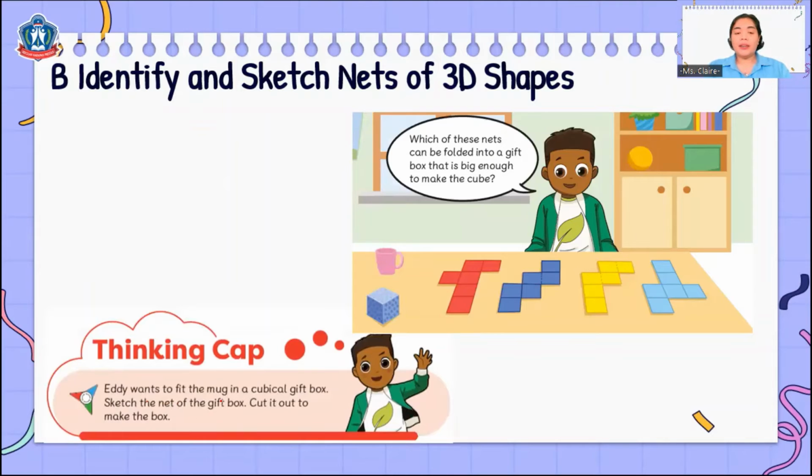Eddie wants to fit the mug in a cubical gift box. Sketch the net of the gift box. Get it out to make the box. So, during our class, children, you share which net can be made into a cube. This one.